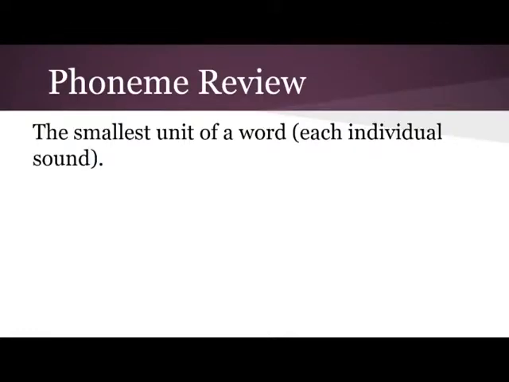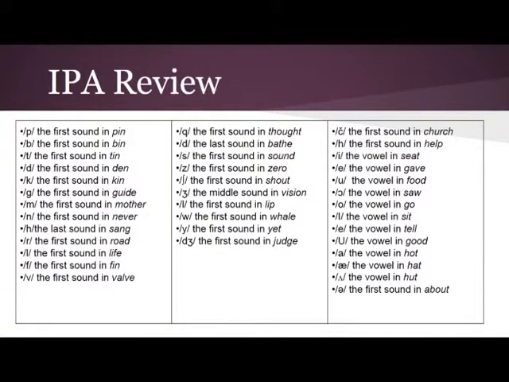As you all have learned, a phoneme is the smallest part of a word, each individual sound. For example, cat is broken down into 3 phonemes, k, a, t. We want to make sure you all remember the IPA and that each sound has its own symbol. In the chart, you can see examples of words with each of the different phonemes. The first example, p, is the first sound in pin.